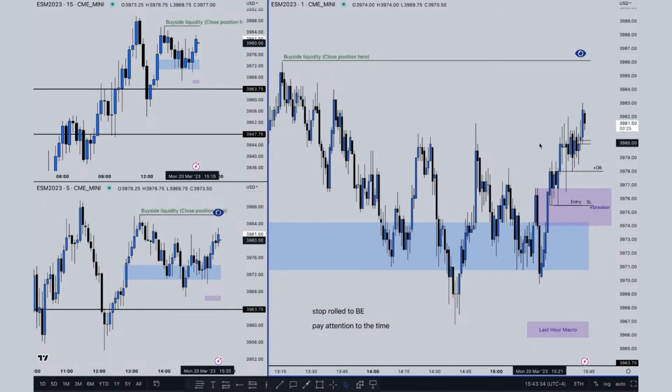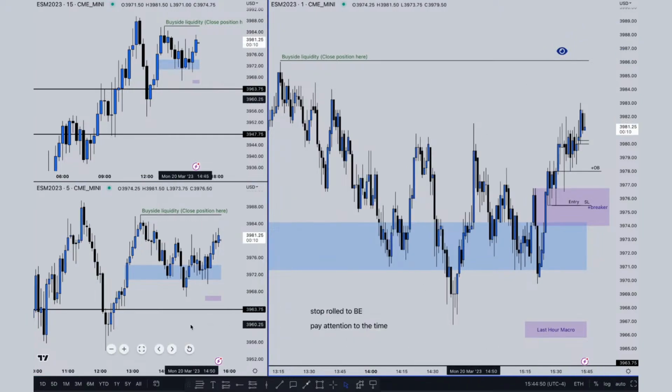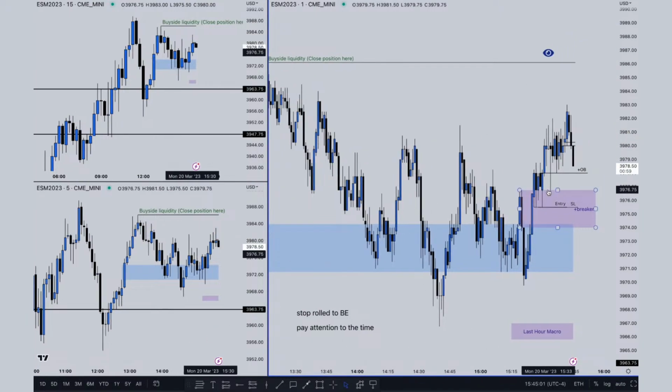So stop rolled to break even, and then I noted pay attention to the time. We're entering into that 3:45 window where price does like to expand into the premium objectives. So I'm constantly referring to time first, then price elements. That's the key when trading ICT and smart money concepts.